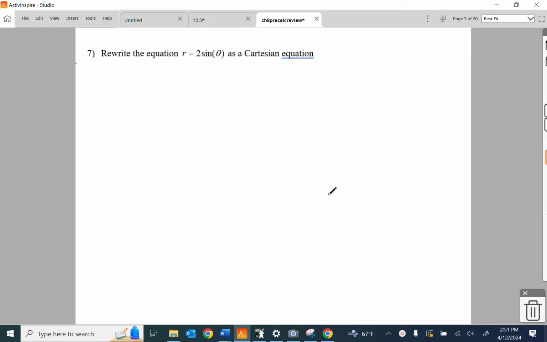And we've got this one in front of us right here. So, a couple of things I'm thinking about in my head. I'm thinking r squared is x squared plus y squared. And I saw sine, so I'm thinking y is r sine theta. So I want to focus on this first. What I'm going to do is multiply both sides by r. I'm going to multiply the entire thing by r.